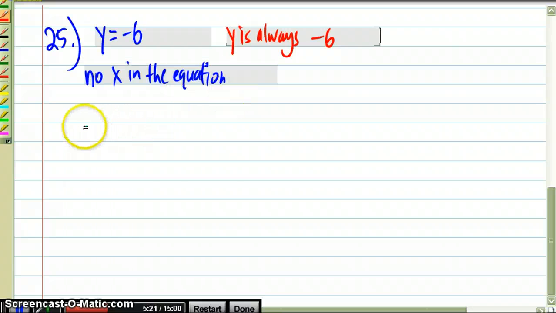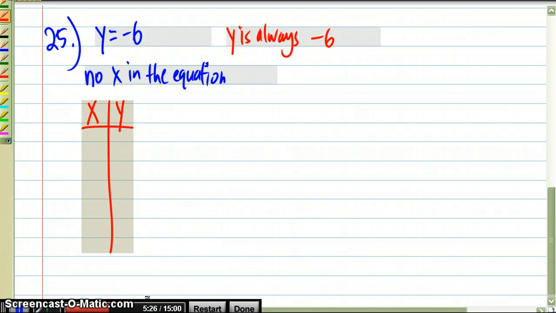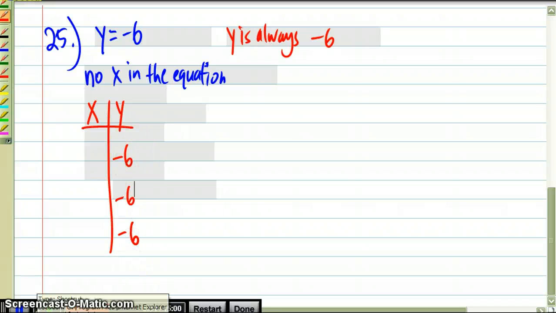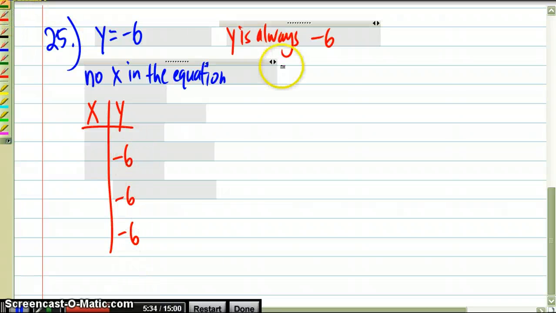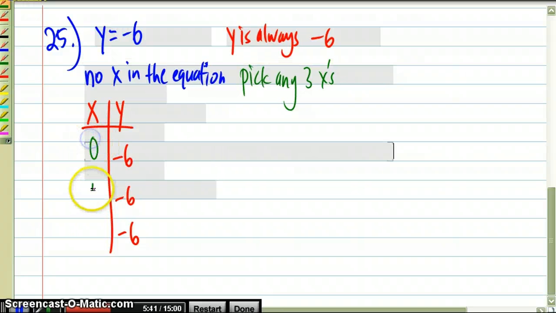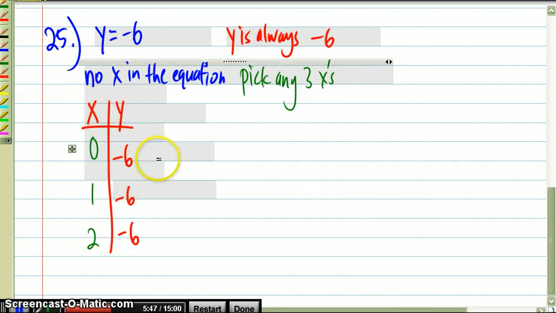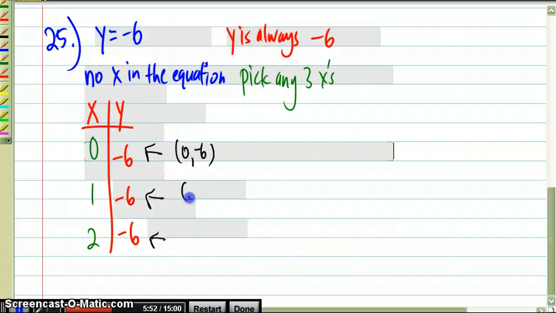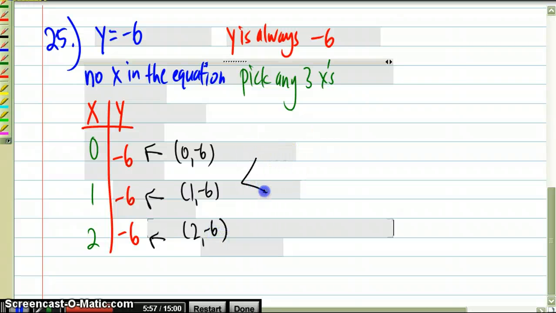So if I were to make a little chart, an x and a y chart, then since y is always -6, I'm always just going to have -6 for the y's, which means that I can pick any 3 x's. Okay, so I'm going to pick any 3 x's like I did before, 0, 1, and 2, or the 3 that I chose. So I'm just going to go ahead and graph these 3 solutions: (0, -6), (1, -6), and (2, -6).